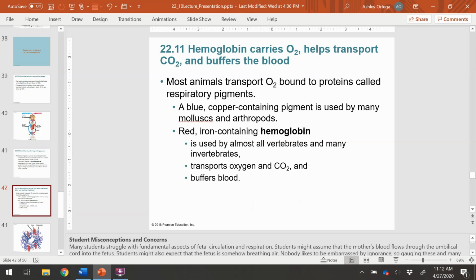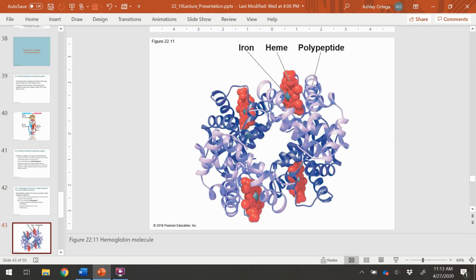It transports oxygen and carbon dioxide and buffers blood. But for other animals, there's a blue copper containing pigment that's used by mollusks and arthropods that we won't explore here, but just so you can understand there are more than one type of pigment to carry gases in the blood.